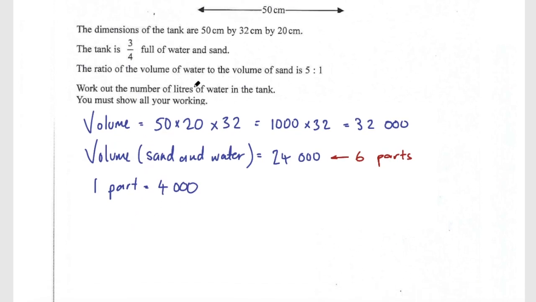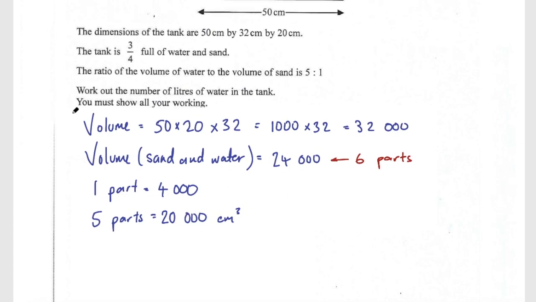And we want to work out the amount of water in the tank, which was 5 parts of this ratio. So we want 5 parts, and we can multiply that by 5. 4 times 5 is 20. So there's 5 parts of water, which is 20,000 cubic centimeters. And now you need to know how to convert centimeters cubed to liters. So the general rule is that 1000 centimeters cubed equals 1 liter of water.